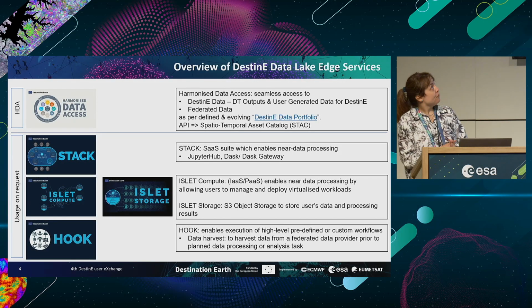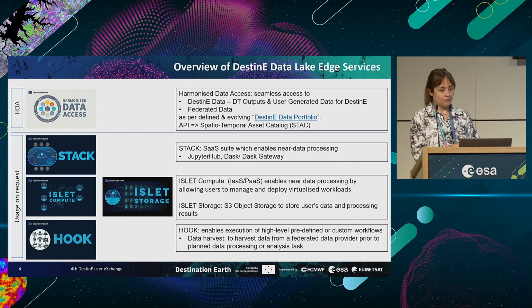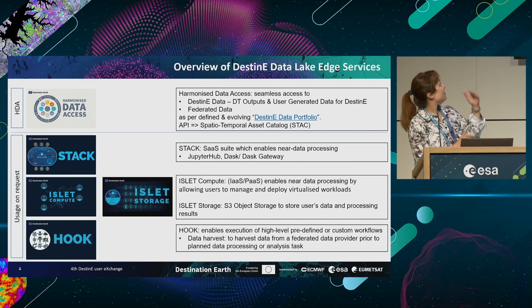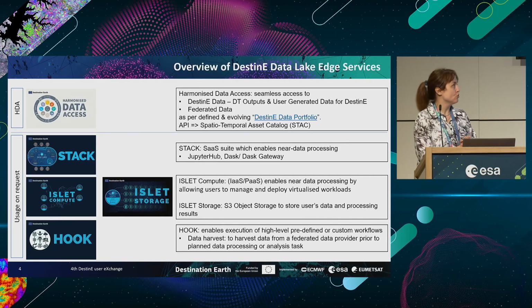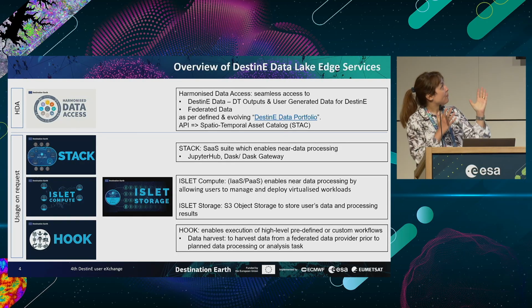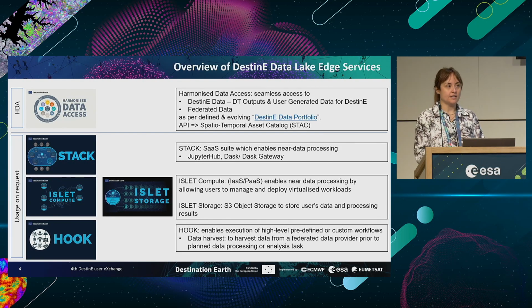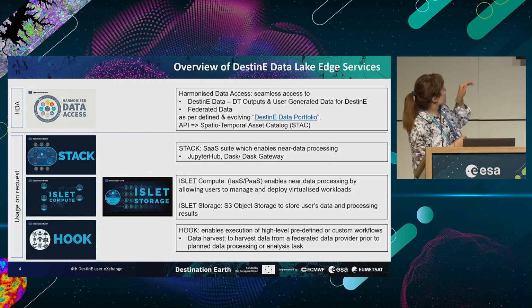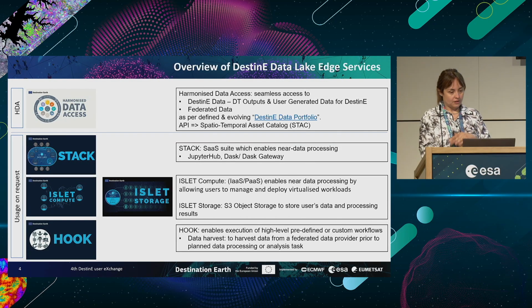Here you can see an overview of the edge services. At the top we have the harmonized data access that Michael described in detail right before. We provide access to all the data portfolio via a standardized STAC API. I think there was a question before about the commonalities with CDSE. This is one commonality, for example, the fact that we offer data via the STAC protocol, which is well known and used. And then in the lower part of the diagram, you can see the big data processing services.